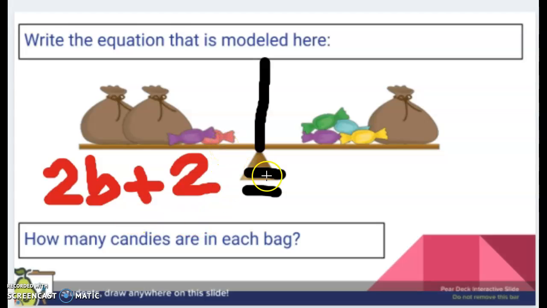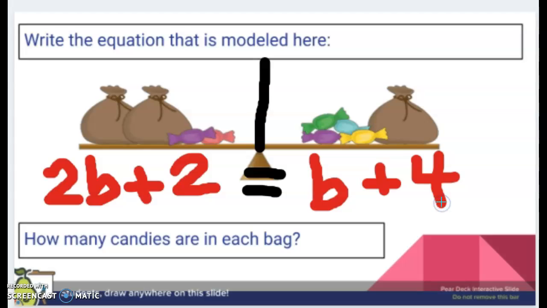I'm not done. That is equal to what I have on the right side. On this side I only have 1 bag, so you can either put 1B, or you can just remember that B automatically means that there is a 1 in front of it, plus, we count how many candies we have, 4, and that's my equation. So you can either write it up here in this space, you can type it up there with a text box, or you can write it how I did underneath the scale.